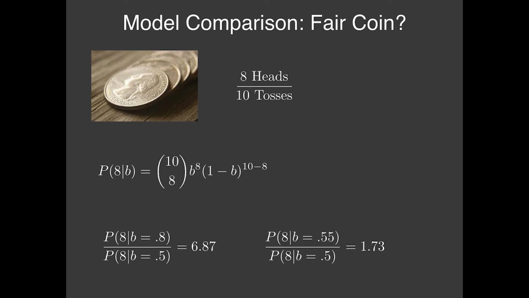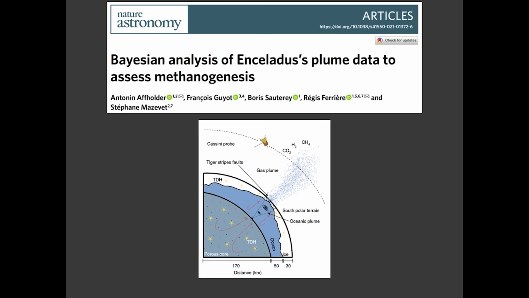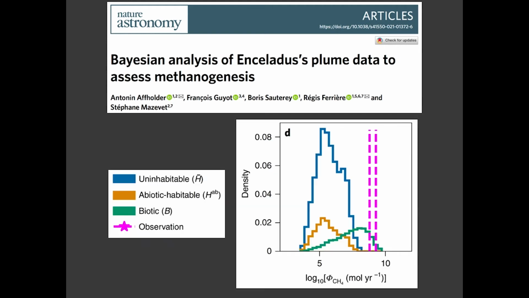And so it's this sort of model competition or model comparison where I think a Bayesian framework is often most useful, because you can say we have 2 theories, we want to compete them against each other and say something about the data that we're seeing. And this sort of idea has been put to use very recently in this paper looking at data from the Cassini probe around Enceladus, where the basic idea here is to say, let's take observations of a methane flux rate in terms of moles per year and ask whether that's most likely generated from an abiotic but habitable world model, or a biotic model, or an uninhabitable model. And they argue in this paper that this is most likely generated from a biotic model.